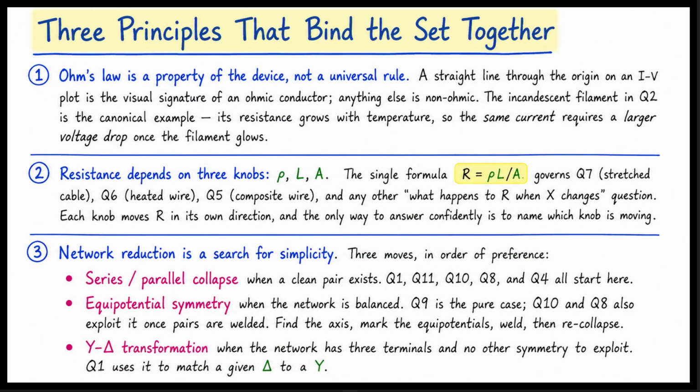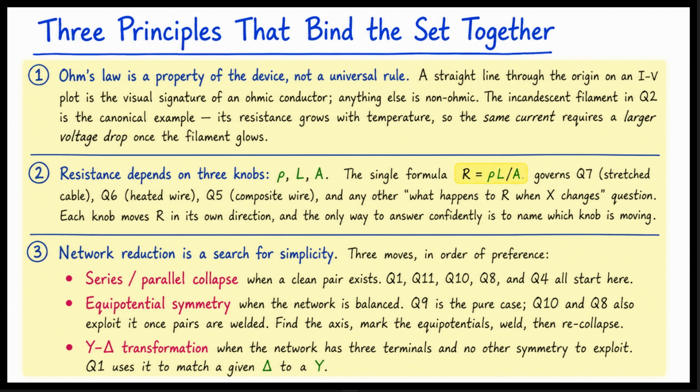3 principles run through all 11 questions and they bind the set together, worth memorizing in this exact form. Principle 1. Ohm's law is a property of the device, not a universal rule. A straight line through the origin on an IV plot is the visual signature of an ohmic conductor. Anything else is non-ohmic. The incandescent filament in Q2 is the canonical example. Same current requires a larger voltage drop once the filament glows because the resistance has moved with temperature.